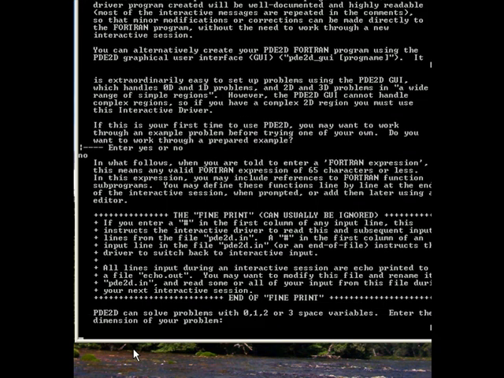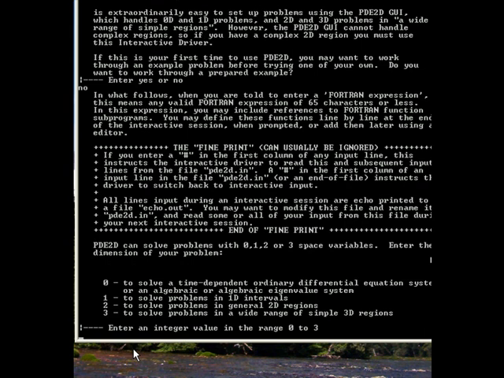Although you should, the first time or two you use it, probably work through an example using the interactive driver. Like the GUI has 3 prepared examples. If you want to do one of those, the interactive driver has 15 of them.